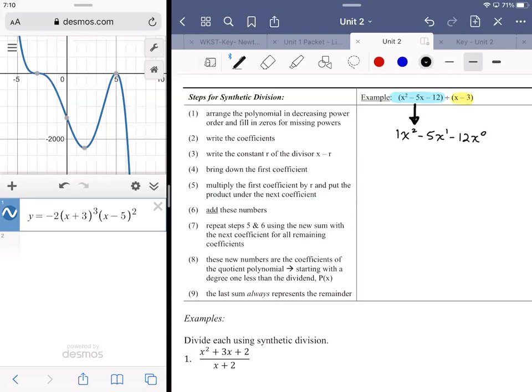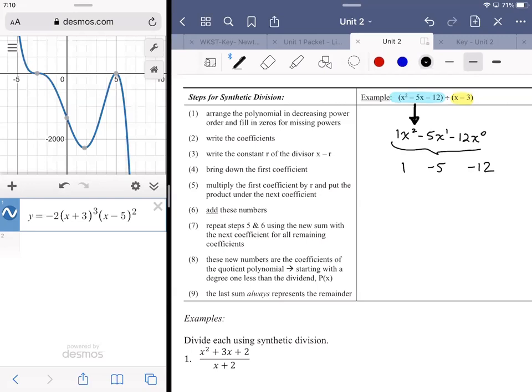Write the coefficients. It might feel like I've already done that, but what I mean is strip this down to only the coefficients. So I would rewrite this, ignoring the x's. Now that I have it in the appropriate order, I would just ignore the x's and write it as -1, 1, -5, -12. Only the coefficients.